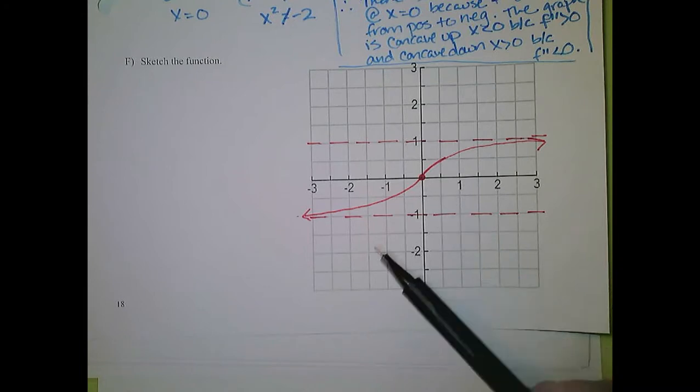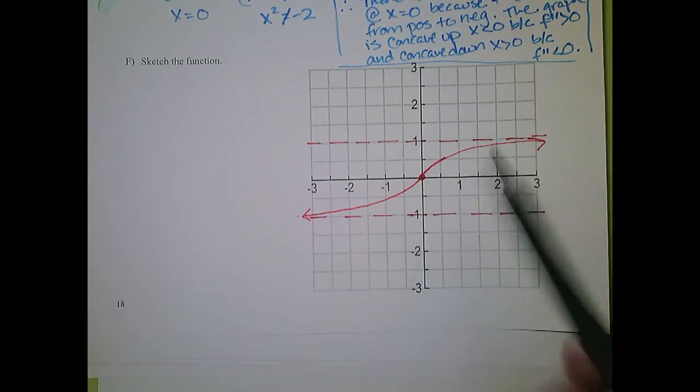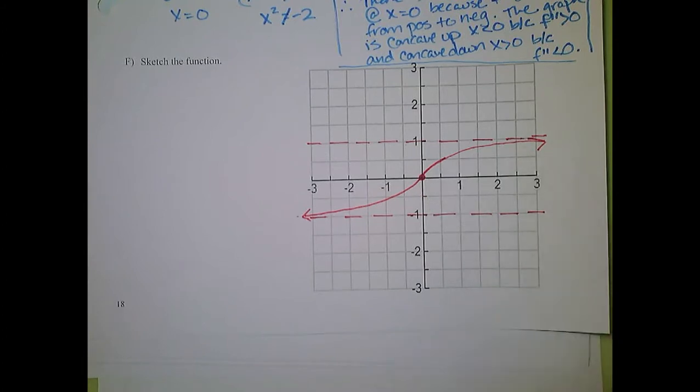So we have the right intercept, which is also our inflection point. We have the right concavity, concave up where X is less than 0, concave down where X is greater than 0. Our function is increasing continuously. As X approaches -infinity, as X decreases, our function approaches -1. As X approaches +infinity, as X increases, our function approaches +1.